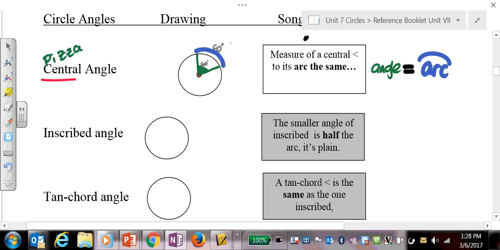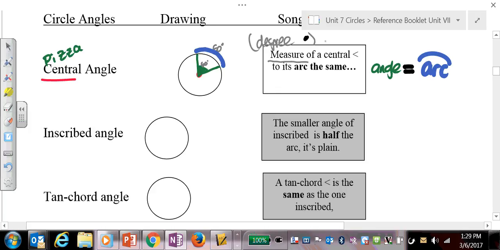Now remember this, you're going to say with me: measure of a central angle to its arc the same. Say it from the top. Measure of a central angle to its arc the same. Again, measure of a central angle to its arc the same. Underline measure, right above, write the word degree. When we say the word measure, what we mean is degree. That's a central.